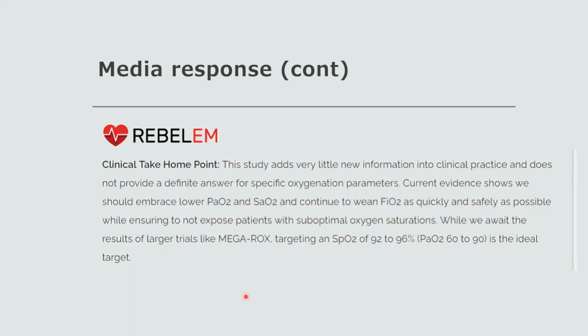And their clinical take home message of the study is, this study adds very little information into clinical practice and does not provide a definite answer for specific oxygenation parameters. Current evidence shows that we should embrace lower PO2 and SpO2 to continue to wean FiO2 as quickly as safely possible while ensuring not to expose patients to suboptimal oxygen saturation. And we need larger trials.